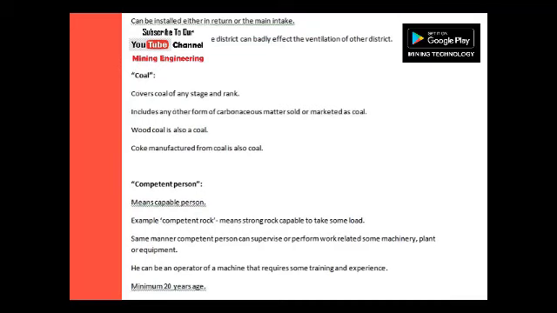Coming to coal, we know coal is a carbonaceous material of a specified rank based on the carbonaceous matter. The ranks are lignite, bituminous, and anthracite. They include any form of carbonaceous matter sold or marketed as coal. Wood coal is also coal, and coke manufactured from coal is also coal. Whatever is carbonaceous material is called coal.